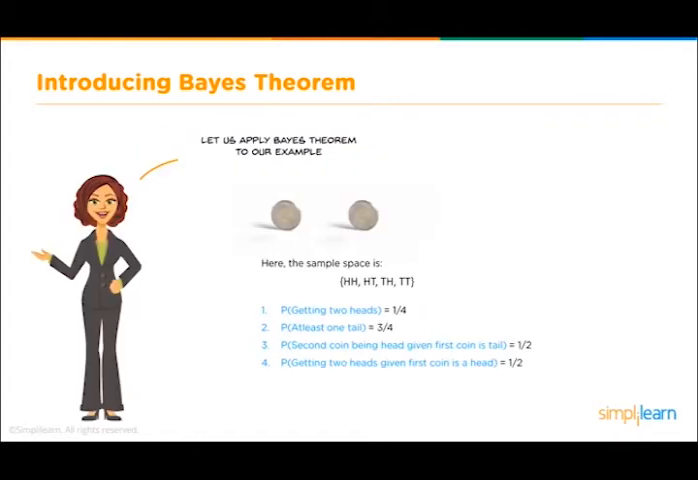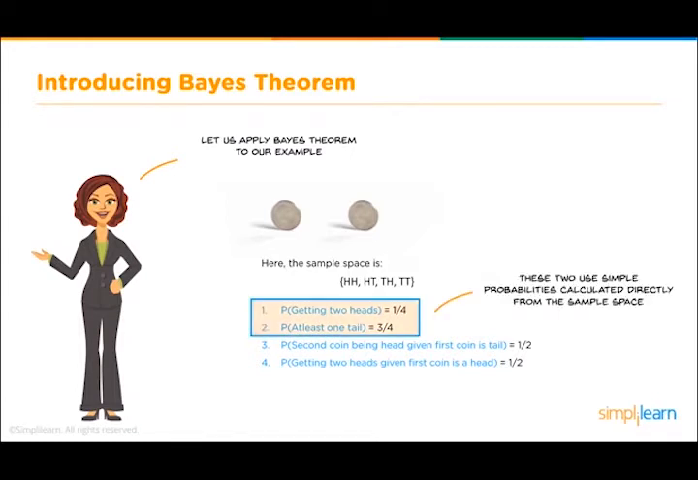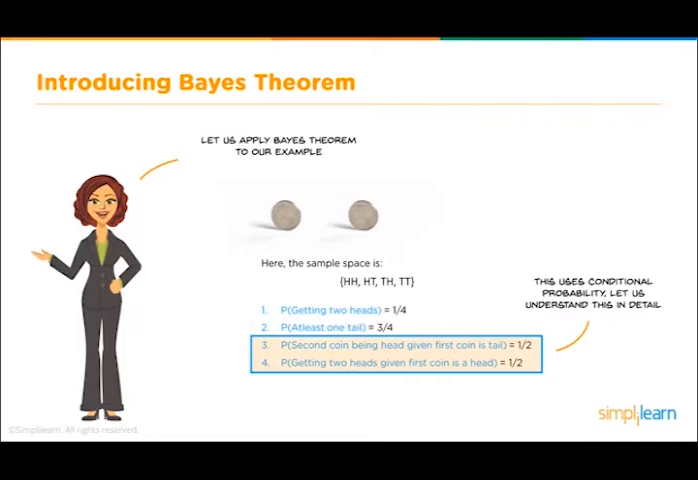Let us apply Bayes' theorem to our example. Here we have our two quarters, and we'll notice that the first two probabilities, of getting two heads and at least one tail, we compute directly off the data. So you can easily see that we have one example, HH, out of 4, 1/4, and we have 3 with tails in them, giving us 3/4, or 75%. The second set, 3 and 4, we're going to explore a little bit more in detail.